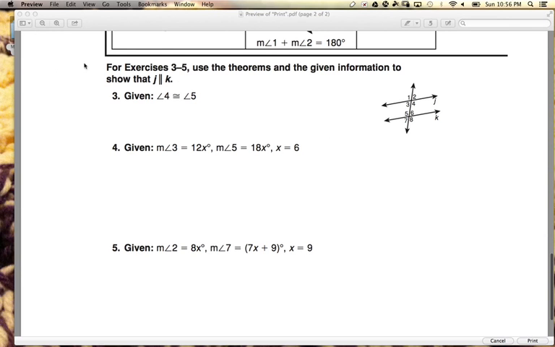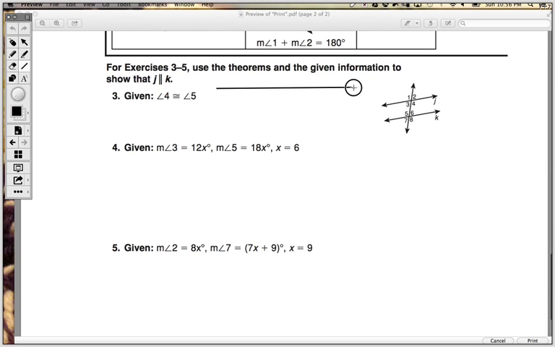So let's jump right into that one. So again, I'm going to split my stuff here. I think the statements will be a little bit shorter. So for my first statement, it's going to be angle 4 is congruent to angle 5, and that's given.